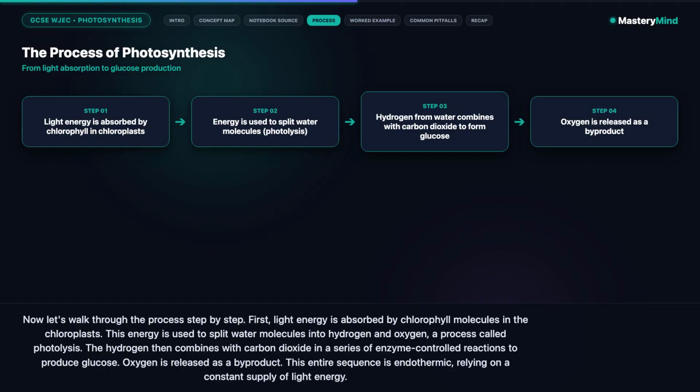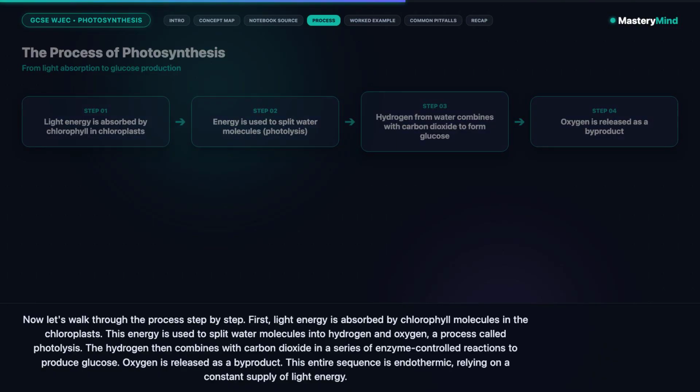The hydrogen then combines with carbon dioxide in a series of enzyme-controlled reactions to produce glucose. Oxygen is released as a byproduct. This entire sequence is endothermic, relying on a constant supply of light energy.